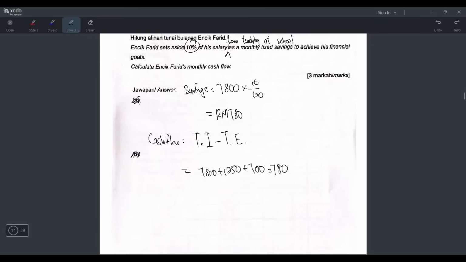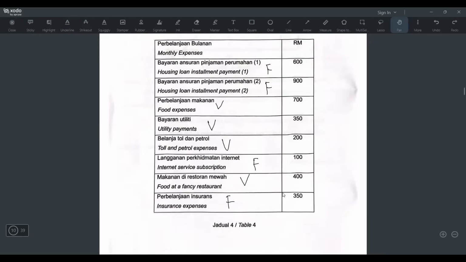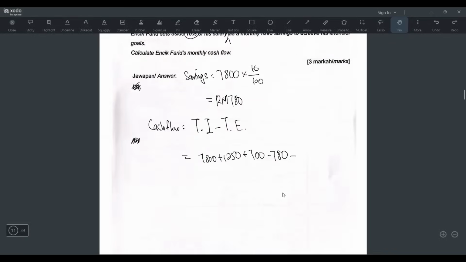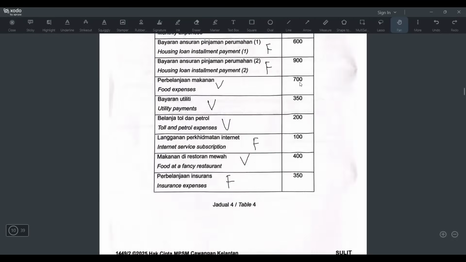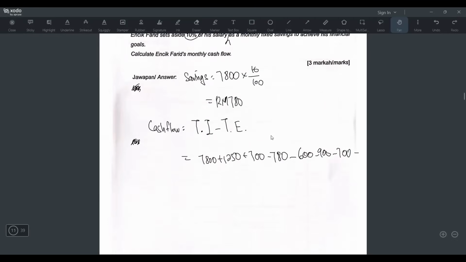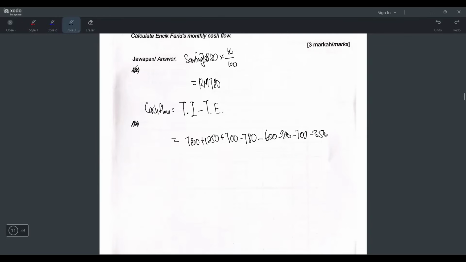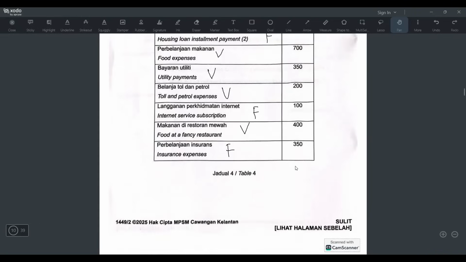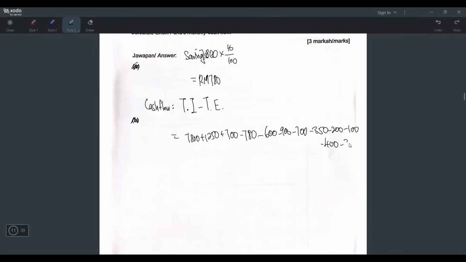Okay, now after you get your total income already, you have to minus all the total expenses, which is all this 600, 900, 700, all this lah. So let's write down everything. 600, 900, 700, minus lagi apa? 350, 200, 100. Okay, apa lagi? 400, 350. And semua ni expenses ah. So semua kena tolak. Minus 400, minus 350.